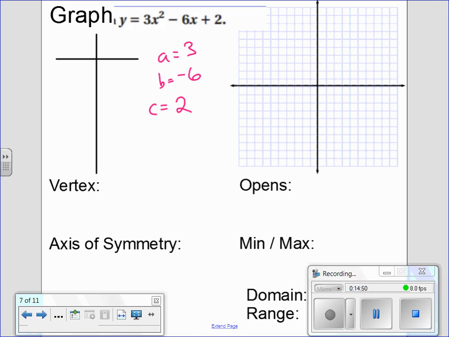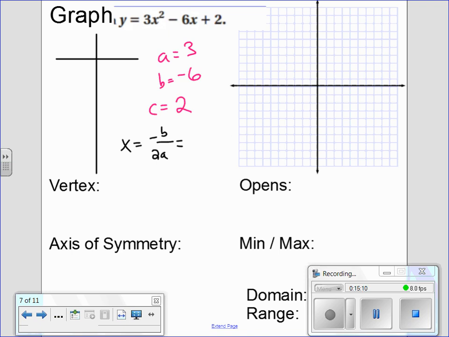Now we get to use our vertex formula. X equals negative b over 2a. Negative b might be a little bit of a challenge because the negative sign is part of the formula, and then b is negative as well. So we have two negatives in a row. What happens? Yeah, so that's going to be a positive 6 on the top.